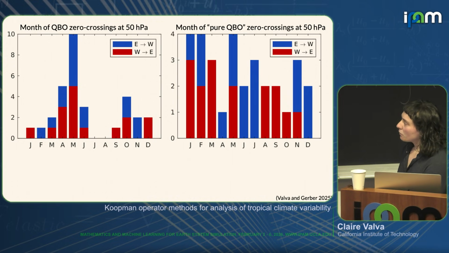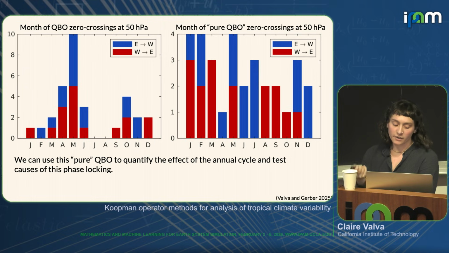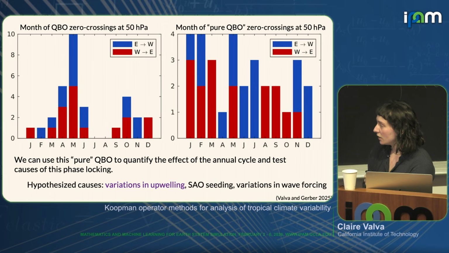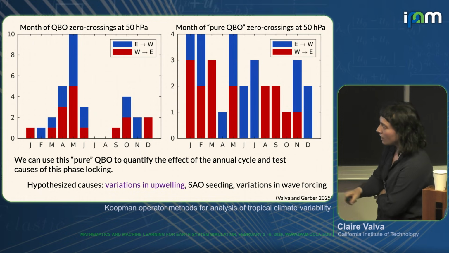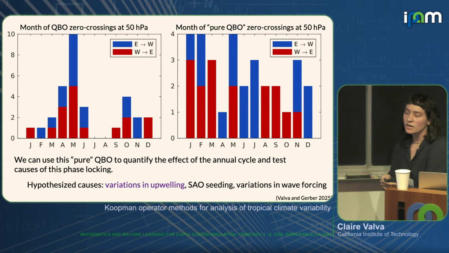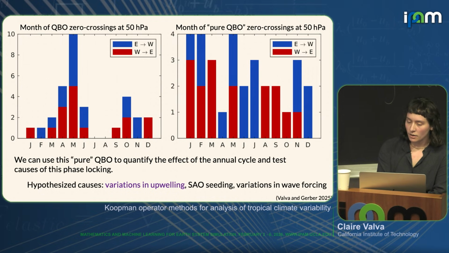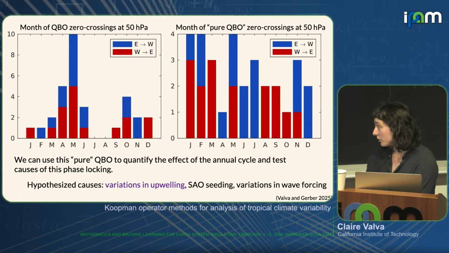But we're going to use the differences between what we've isolated and what is actually going on to quantify the effect of the annual cycle and test causes of the phase locking. And there are several hypothesized causes for the phase locking of the QBO. We'll only look at one of them today, which is variations in upwelling. But this could also be seeding from the SIO, or some variations in wave forcing that come with just the gravity wave forcings that drive the QBO.